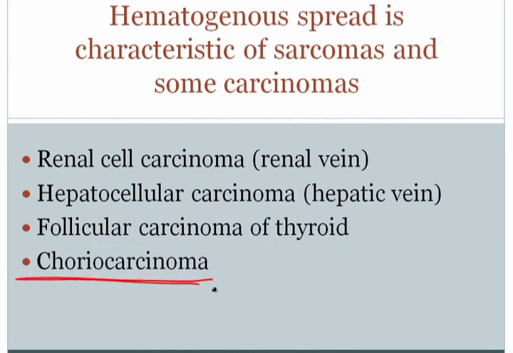Choriocarcinoma is really easy to remember because what is choriocarcinoma? Choriocarcinoma is a malignancy of placental tissue, in particular the cells that line the villi of the placenta, and those cells are called trophoblasts. So choriocarcinoma is a malignancy of trophoblasts. And guess what trophoblasts are designed to do by their nature? They're designed to find a blood vessel and invade into a blood vessel. In fact, that's the job of the placenta. So I don't think it's too hard to remember that choriocarcinoma is going to go into the blood and spread hematogenously, because that's what those cells are programmed to do to begin with.